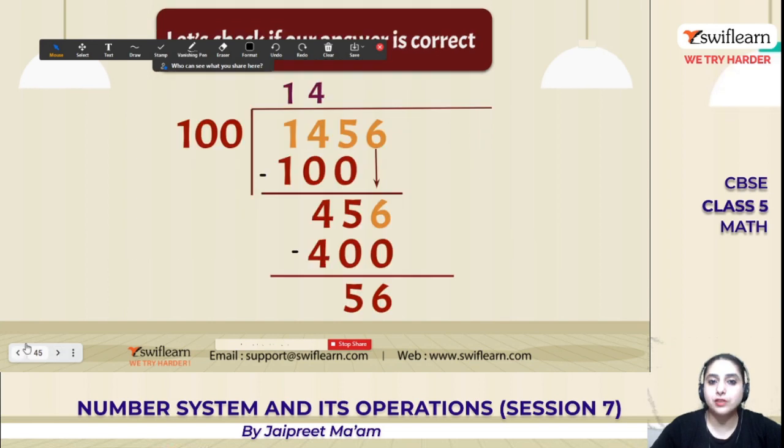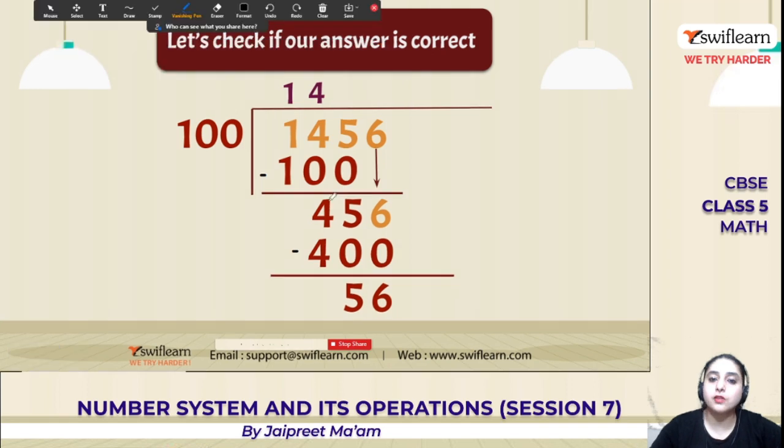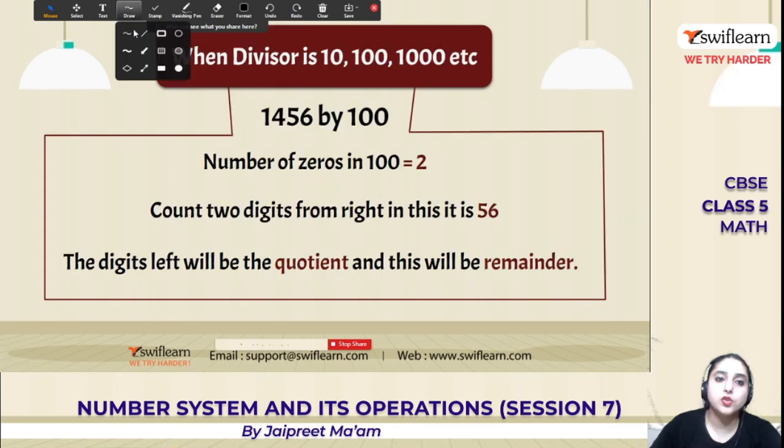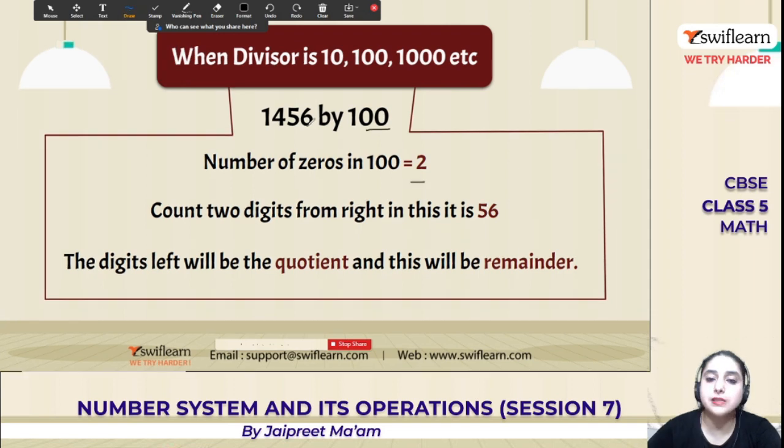So here we will divide also. So 100 times 1 is 100. So we will write down 100 here. And then minus, it will be 45 and we will bring this 6 down. And 100 times 4 is 400. We will subtract and it is 56. So 56 is our remainder and 14 is our quotient. Simple, you have to count the number of zeros. And without solving, in one step you can write here. So count the number of zeros. In 100 we have 2 zeros. So count the 2 digits from the right hand side, 1, 2. So put 56 as a remainder and the rest is the quotient. Okay, got it?